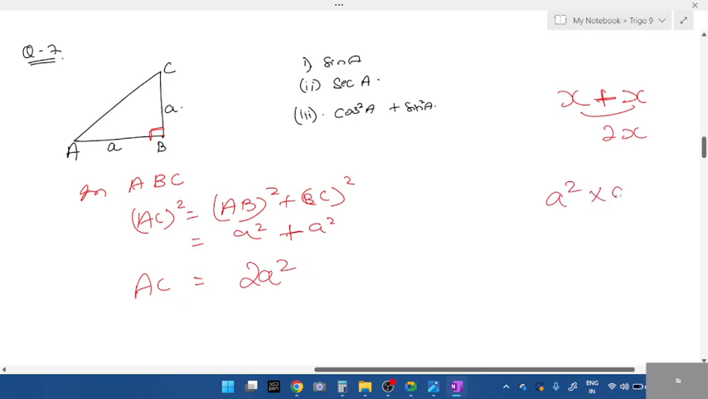Don't multiply. If it is multiplication, what we would have got? For multiplication, it becomes A to the power of 4. This is not multiplication, this is addition. So A to the power of 4 is wrong.